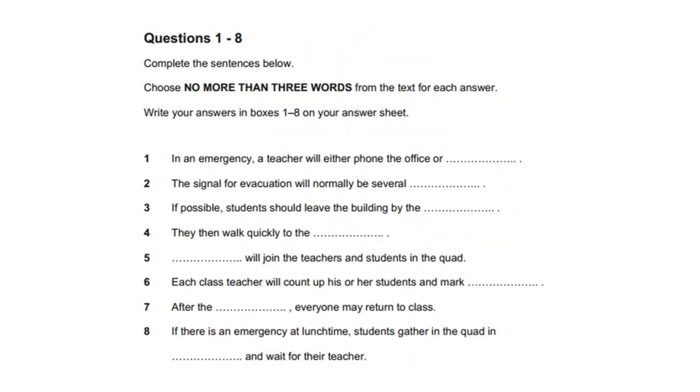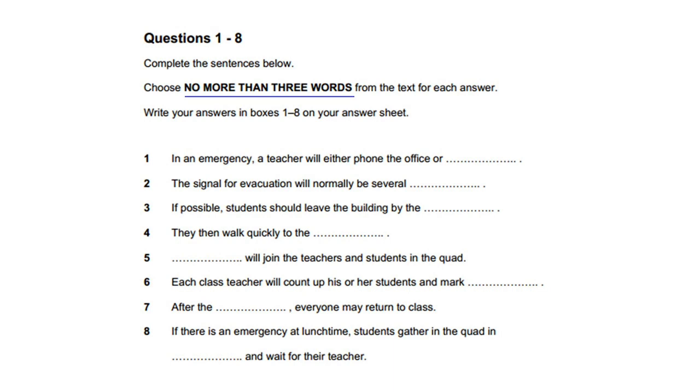Now go to the end of the text and look at questions 1 to 8. It says, complete the sentences below. Choose no more than 3 words from the text for each answer. Write your answers in boxes 1 to 8 on your answer sheet. It is extremely important that you complete the answers in no more than 3 words. If you use more than 3 words, you will lose marks because you didn't answer the question properly. The answer cannot be more than 3 words. This is extremely important.